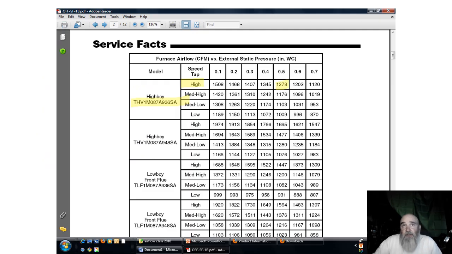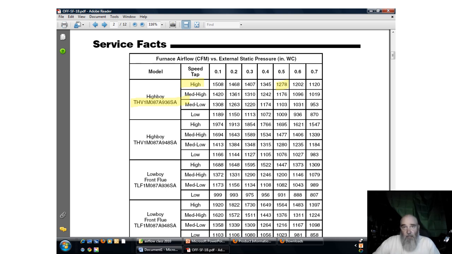What we have in front of us on this slide is a blower performance chart for a high boy furnace. This is an oil furnace, and this information has got to be 10 years old or more, which is irrelevant because airflow is airflow is airflow. This might be a situation where you're in an existing home, you were able to secure the blower performance chart, and you want to estimate the airflow.